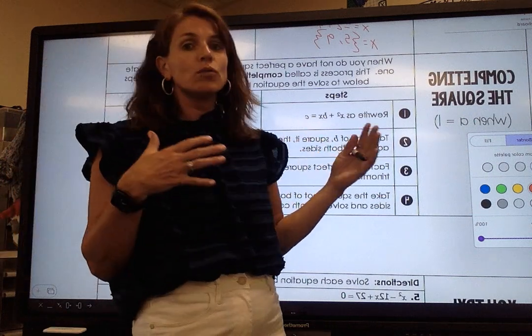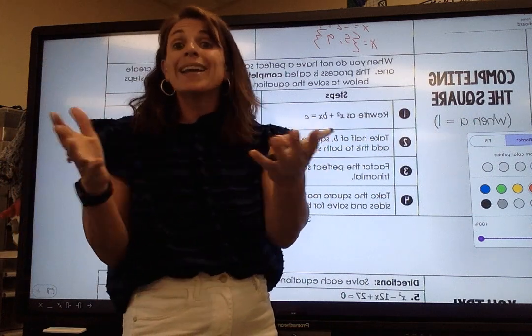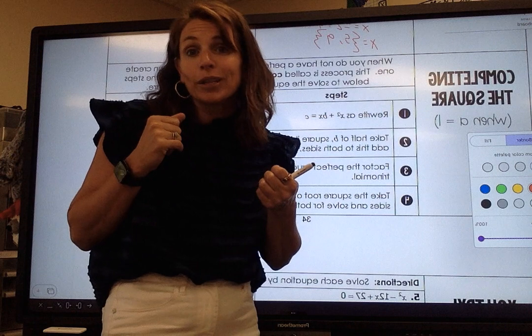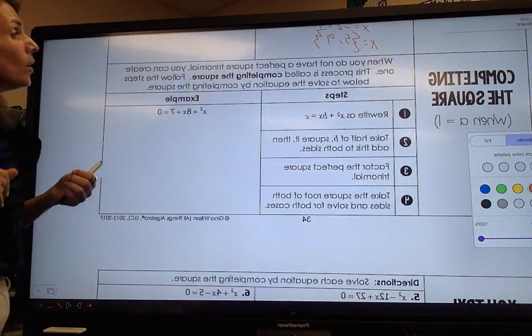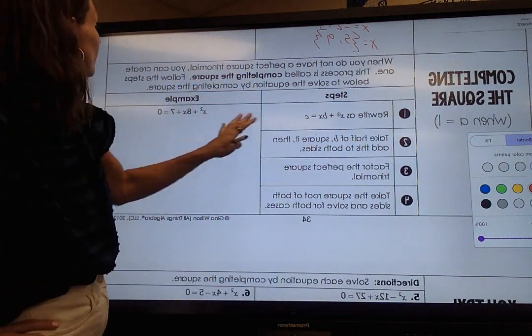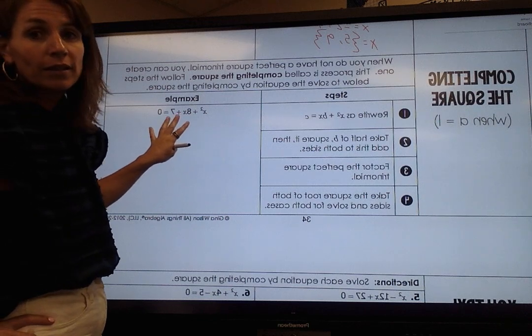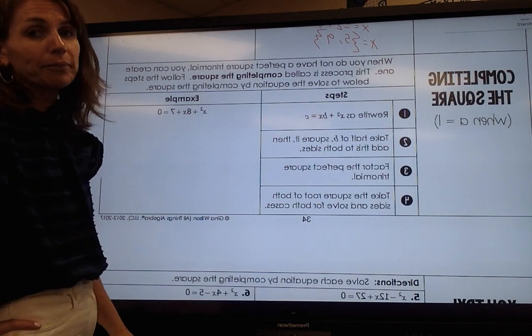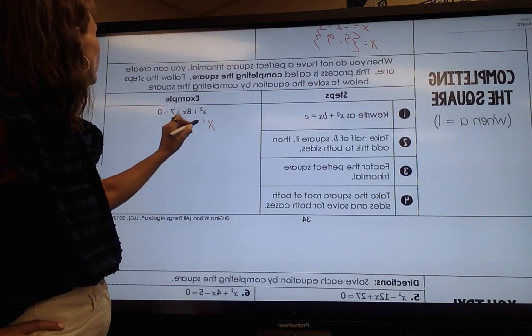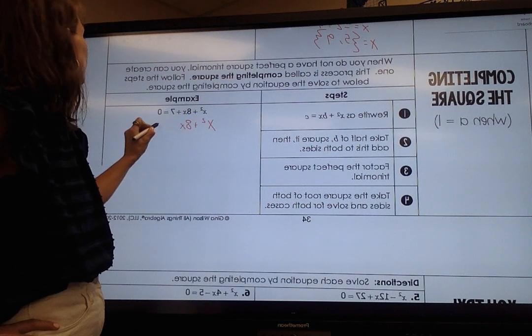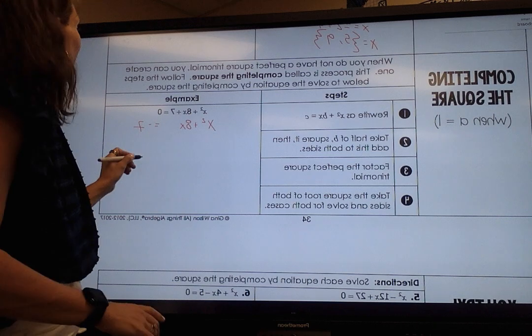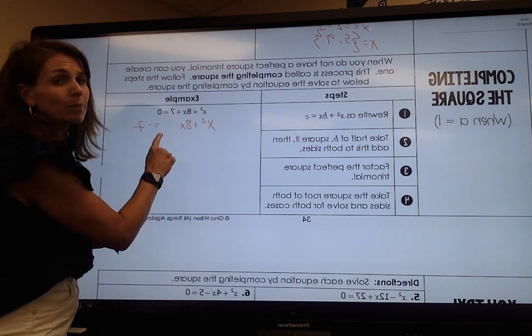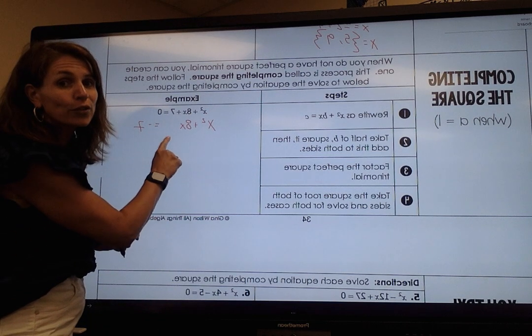But what happens if you don't have one? You can create it. You can absolutely create it, and here's what we do. We're going to rewrite my quadratic term if it's given to us in standard form, and we're going to put the c value on the right-hand side. So that gives me x squared plus 8x equals negative 7. And I leave myself some space here because I'm going to create this third term.